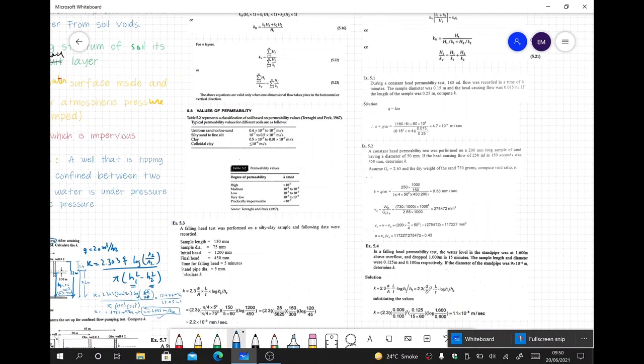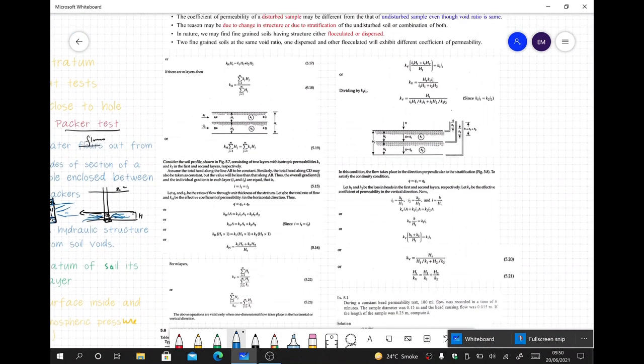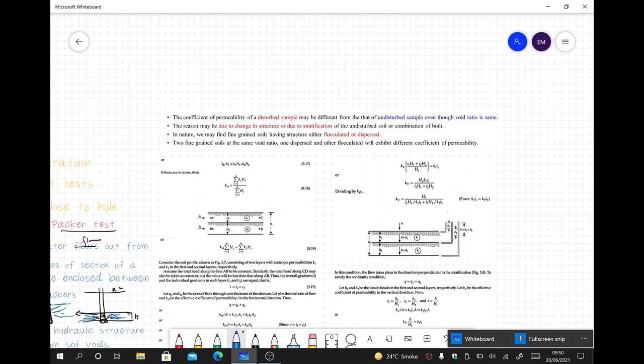Then we move to the last topic of permeability, that is related to the permeability in different directions. The coefficient of permeability of a disturbed sample may be different from that of an undisturbed sample, even though the void ratio is the same, because once the arrangement of soil is disturbed, the flow of water will use a different path, so it will result in a different permeability. This may be due to change in structure or due to stratification of the undisturbed soil, or both.